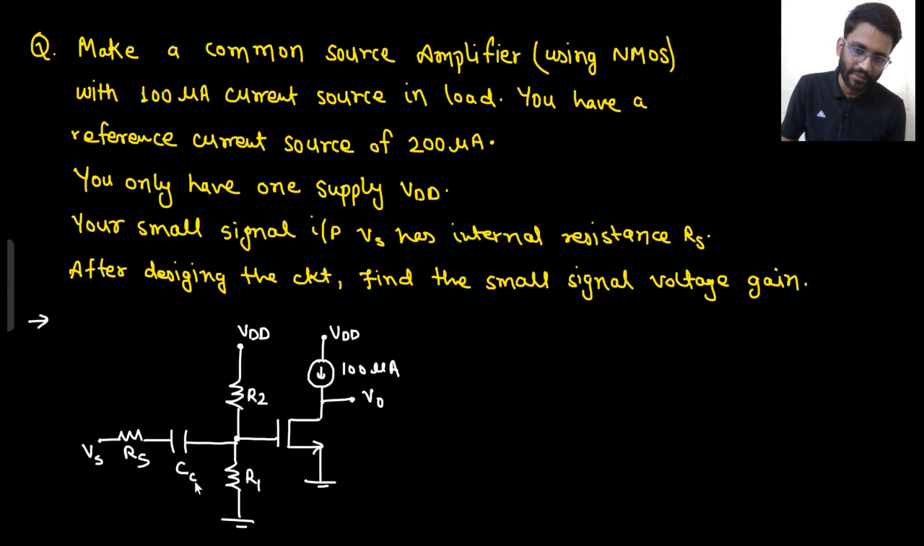So this is how I will apply my small signal input. Are you getting this point? This is the coupling capacitor. So when you do the DC analysis, only this will be in action. And when you do the AC analysis, this will come in action and there will be no use of this R1 and R2. Are you getting this point? Well and good.